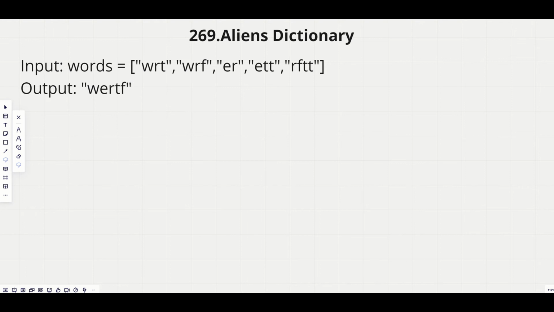So let me clear this out and write it down. If I compare these two words, WRT and WRF, I get the information that T occurs before F, right? And if I compare WRF and ER, I can be sure that W occurs before E. Then the third pair is ER and ETT. Here E and E are the same, then R and T, so R occurs before T.